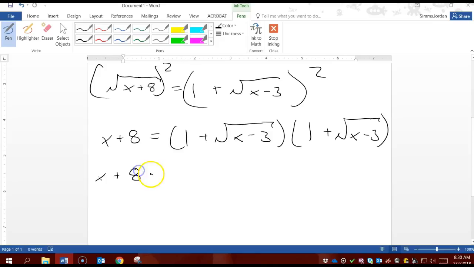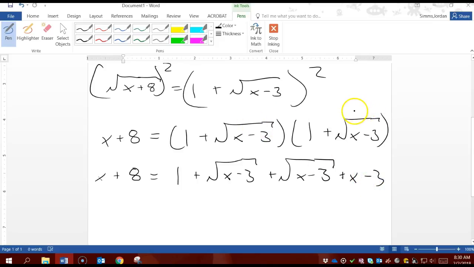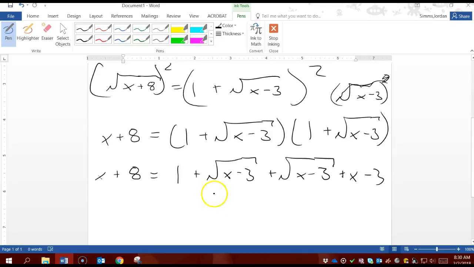So we're going to have x plus 8. The first is going to be 1 squared, or 1. Plus, this is going to be a 1 right here. Remember, this 1 is not under the root symbol, so it doesn't interact with this at all. It's just a 1 out here. So that's going to be plus 1 times root x minus 3. Inside, same thing, plus root x minus 3. And then the last is going to be plus x minus 3, because root x minus 3 times itself is squared, and that square cancels the root. So that's how we get that.